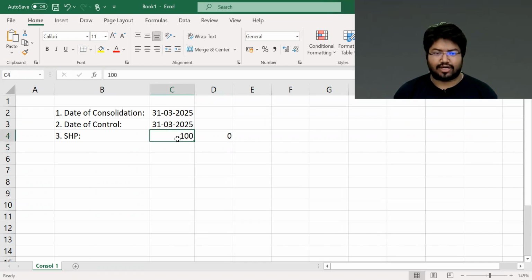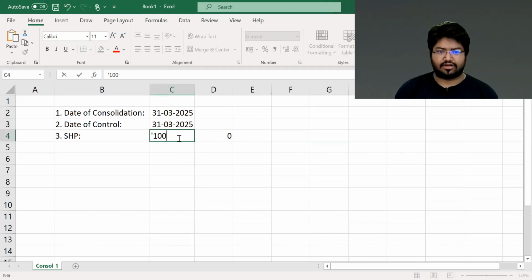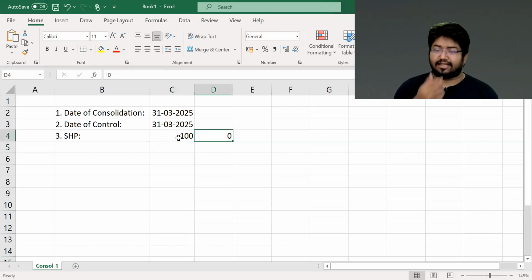Make it a habit to write the non-controlling interest share also side by side. Actually, in your books, you are supposed to write it like this, 100:0. But for my comfort of calculations, I'm going to split it and take 100 in one cell and 0 in another cell.